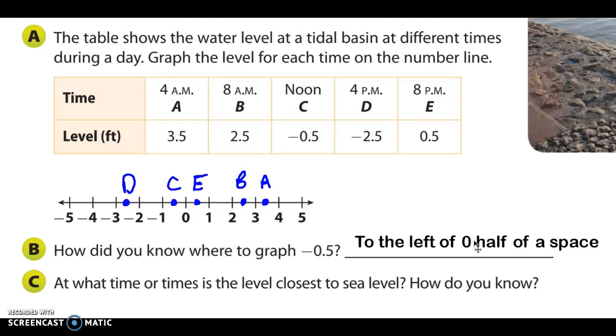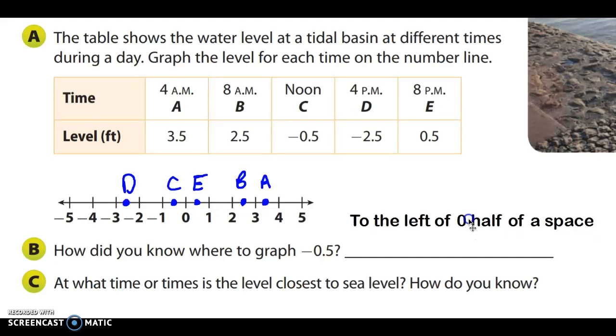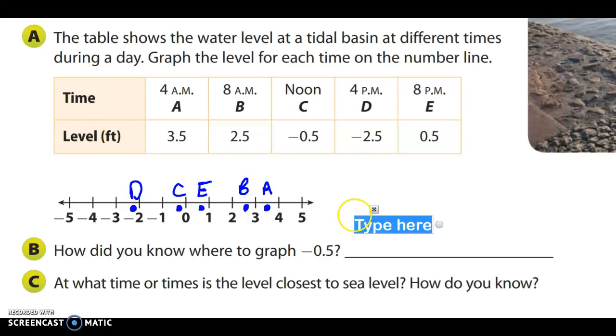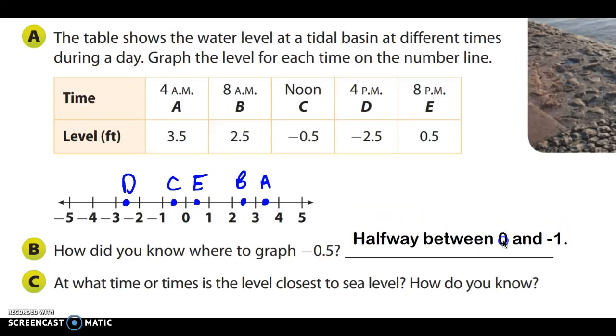You could probably say a different way of saying that. You could probably say halfway between 0 and negative 1. That would work too. That's a better answer, isn't it? I'm going to fix it. Halfway between 0 and negative 1. That's a good answer. I'm more comfortable with that answer. Either way, you get the idea. All right, so let's go ahead and check out the next question.